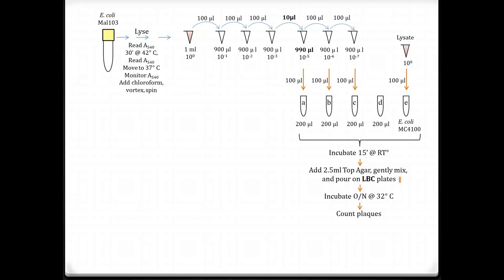The plaques are going to be very small. Mu plaques are quite small. Think about what you should see on this tube here, a tube that you only put cells in. Should you see plaques on that one? So that's a control telling us whether or not our cells are contaminated. Think about what we should see here.